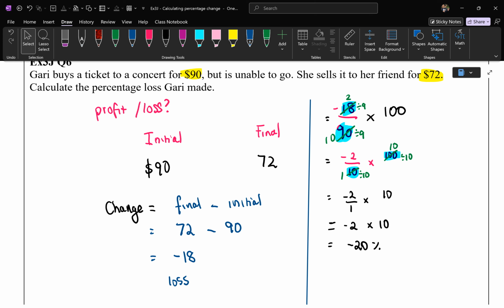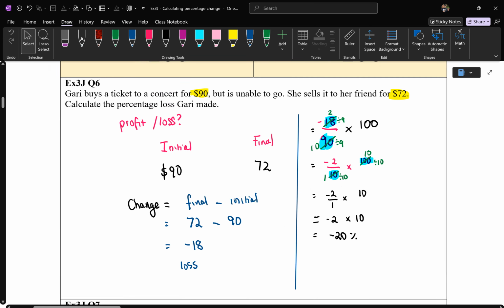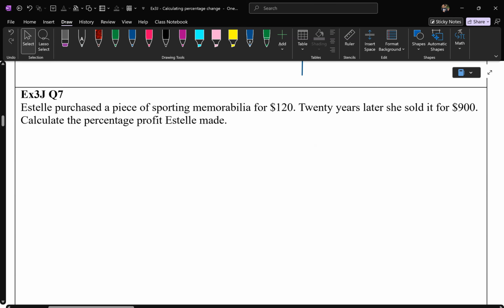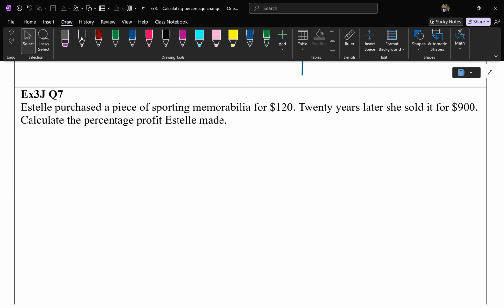Let's try one last example for today. Here we go. Let's go down. It's the same idea. We're going to do change and then change it to a percentage. Okay, so have a go. I'm doing the questions from the exercise book, by the way. So as you're copying it down, it also helps you to do your own exercises. 3J, question 7. So Estelle purchased a piece of sporting memorabilia for $120. 20 years later, she sold it for $900. Calculate the percentage profit. So in this case, we know it's a profit.